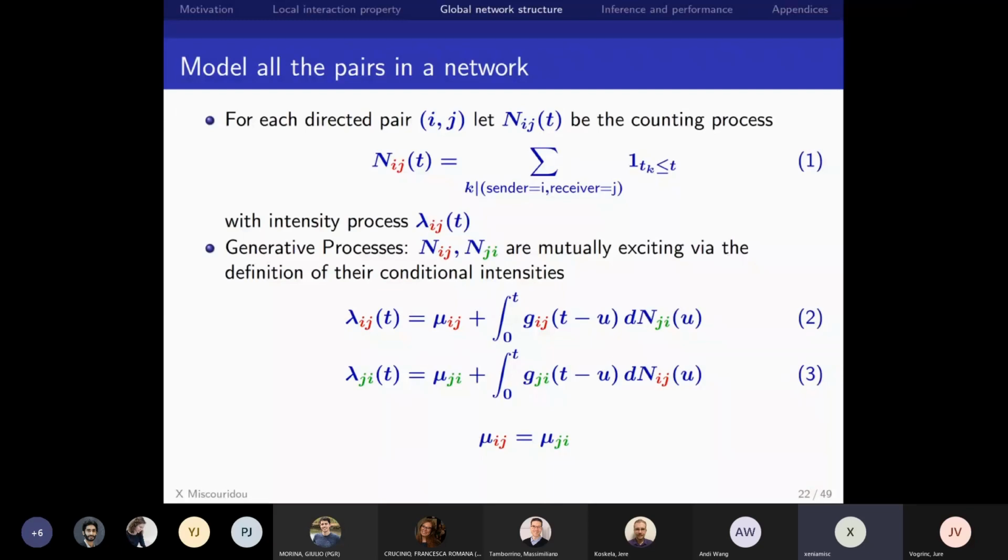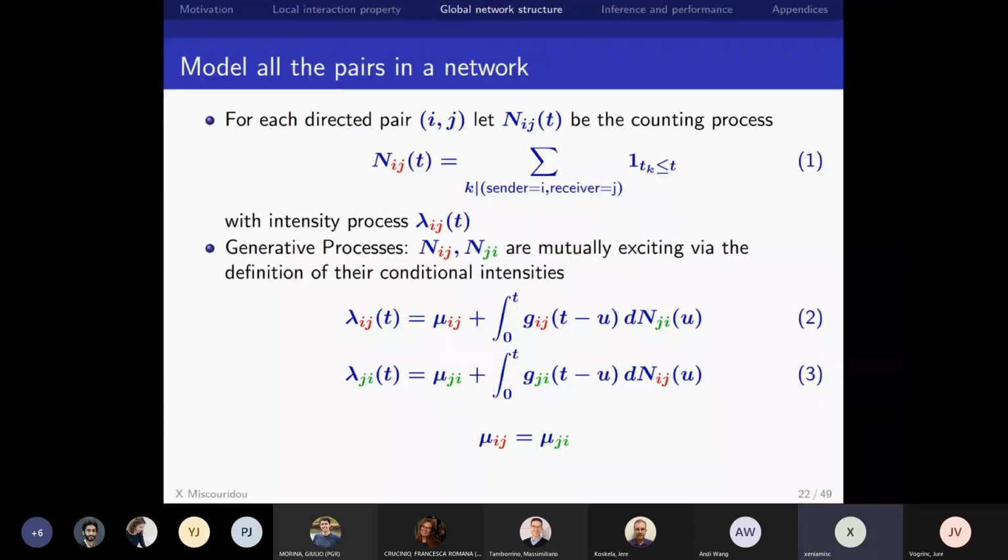So this is the same slide as a couple of slides ago where I had AB. You see here that lambda ij, the intensity from I to J, is some constant mu. It's mu ij, but it's the same as mu ji, so you can just call it mu, plus this integral over this function g, integrated against the opposite process N of ji. And of course, if we want to take a discrete approach, the equivalent of this integral would be a sum of this function g evaluated at every point in time where there was an event from the opposite process. So this is the setup: I'm using pairs of Hawkes processes to model pairs of interactions between people in a network.